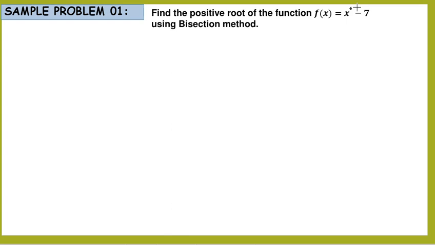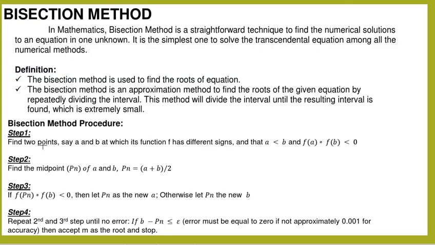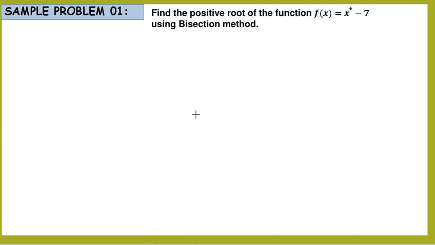Kasi ang linear, yung variable natin, wala dapat siyang raised to second, raised to third, or raised to fourth. Okay? Using the bisection method. So sabi natin, ang first step natin is we have to find 2 points, say A and B. So in this equation, we have to find 2 points.